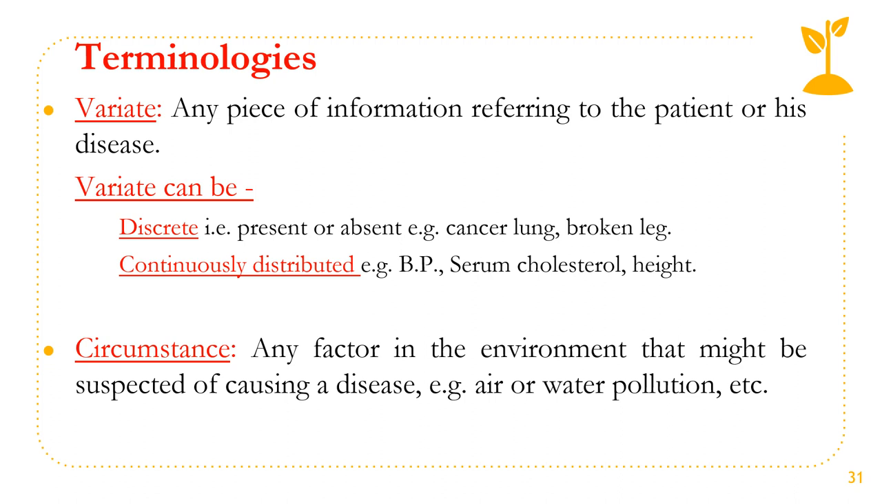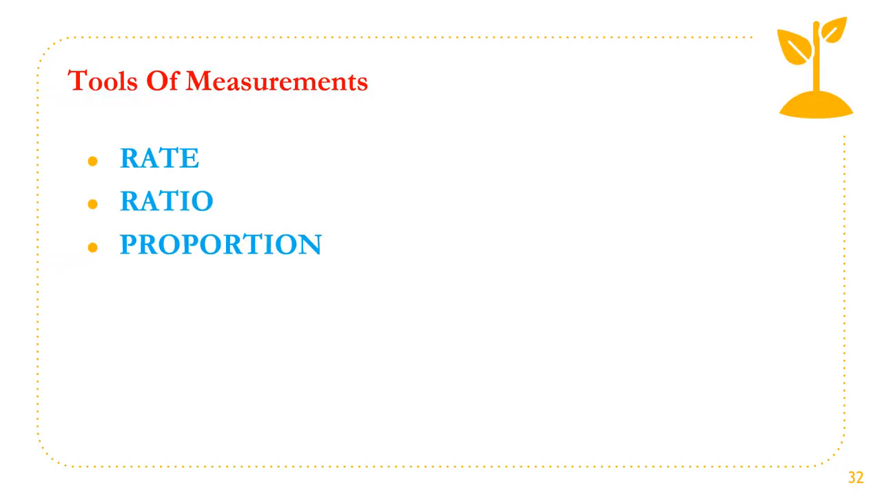Circumstances: any factor in the environment that might be suspected of causing disease. For example, a respiratory problem, which may be caused by air pollution. Coming to the tools of measurement: rate, ratio, proportion. This is very important.